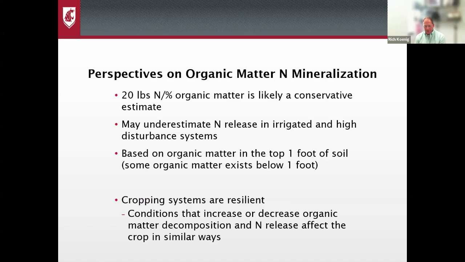Conditions that increase or decrease organic matter decomposition, so seasonal conditions or tillage or other things that we might impose or do to the soil, those conditions also affect the crop in similar ways. So in years where we see more organic matter decomposition and release of nitrogen, we tend to see better crop performance because the weather conditions are more conducive to crop growth. So there's a bit of insurance built in, again, resiliency built into the system that if the plant needs more nitrogen, it may be released by that organic pool. If it needs less because of some restrictions on growth due to weather, the soil itself may actually release less nitrogen due to those same conditions.